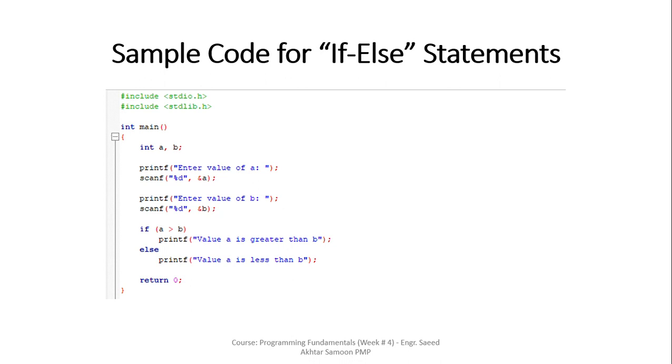So this program, like the previous program, takes two inputs and compares them. If the value of a is greater than b, then it will display one message, so that is path 1, and if the value of a is less than b, then it prints another message, and that is path 2.